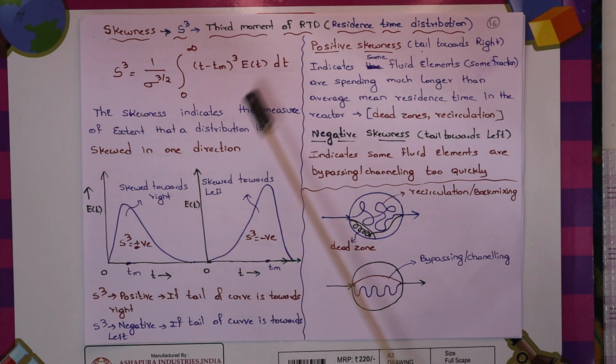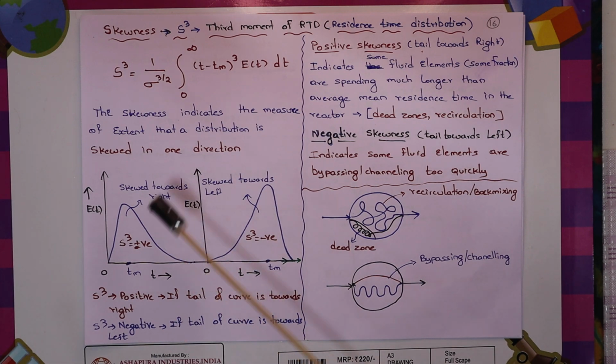From the skewness, variance and data, you are able to figure out what kind of non-ideality is happening in the non-ideal reactor. We will discuss this at a later stage, how the curve looks if it is recirculation, and how the curve looks if it is bypassing. In future we are going to discuss it. Right now, I hope you understand there is a term called skewness which gives the tail of the curve data.